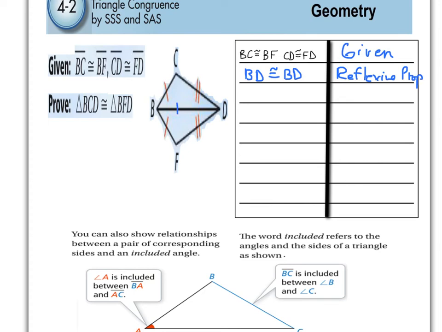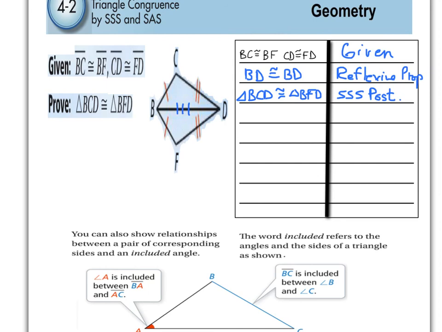And now I can put my markings in my picture. And now I can say that the two triangles, BCD, is congruent to triangle BFD by the side, side, side postulate. Now, yes, the two proofs that I've shown you are using the reflexive property. Will it always be the reflexive property? No. But you're going to use the reflexive property quite a bit as you're looking through these.